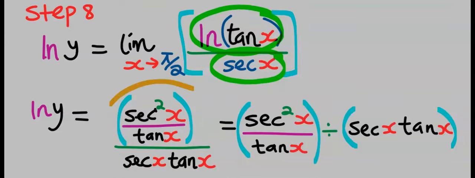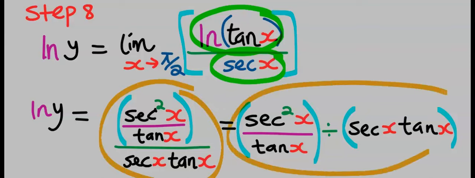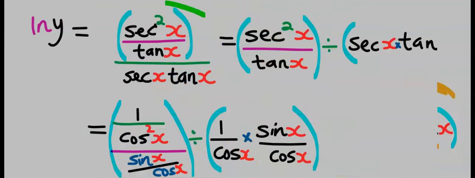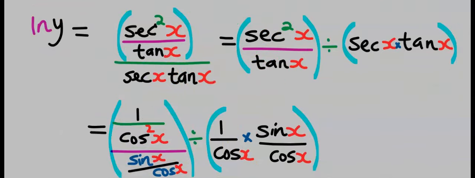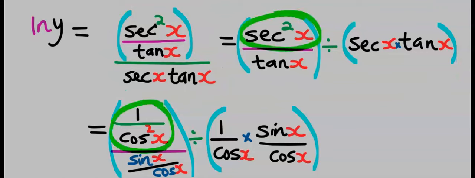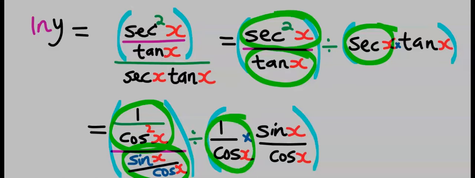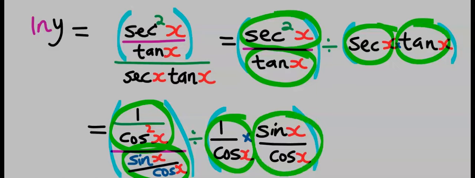Before we take the limit, let's simplify this further. Next, this and this are the same. However, sec square x is the same thing as 1 over cos square x. Subsequently, tan x is the same thing as sin x over cos x. And sec x is the same thing as 1 over cos x. And tan x is the same thing as sin x over cos x.